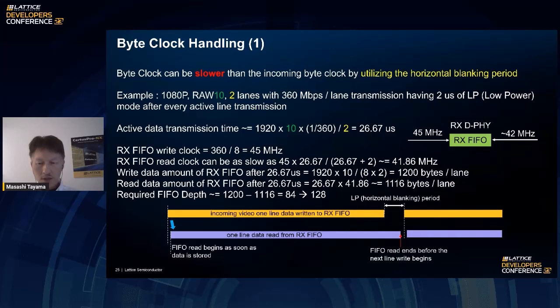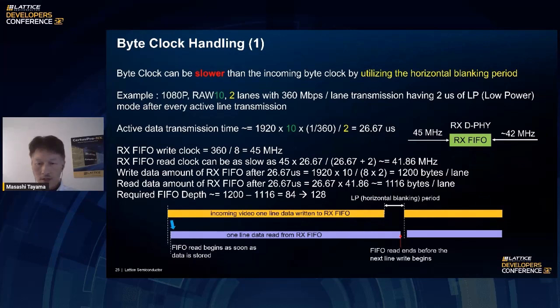Let me check with this example. We can calculate the active data transmission time as 26.67 microseconds for 1080p RAW10 with 2 lanes at 360 Mbps lane bandwidth. Since the bandwidth is 360 Mbps, the incoming byte clock is 45 MHz, as 360 divided by 8.